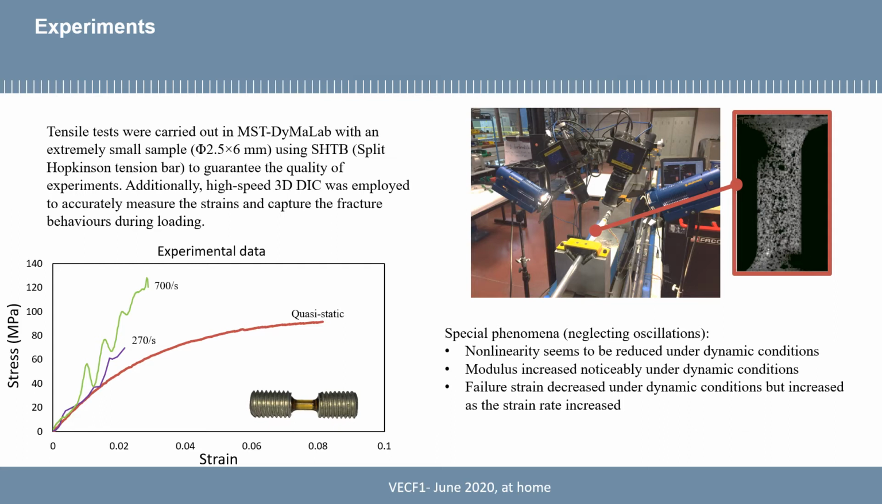I reported some experimental data here so that we can find some special phenomena. Firstly, nonlinear behavior was found in the quasi-static test, but it is reduced a lot for high strain rate cases. And also the modulus and yield stress keep increasing as the strain rate increases, but the failure strain decreased a lot. We use the numerical models to address why this happens.